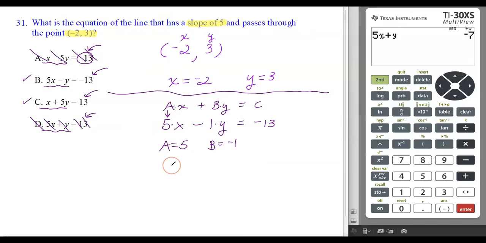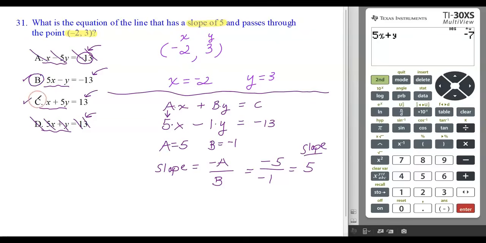Sometimes I interchange those. Now when it's written in standard form, the slope equals negative A divided by B. All right, so I'm going to bring my negative sign over here. The A value is 5. So I replaced A with 5. Divided by my B value. My B value is negative 1. Well, negative 5 divided by negative 1 is 5. And this is my slope. And that matches up with what it says the slope is here. It's 5, so B is my answer.